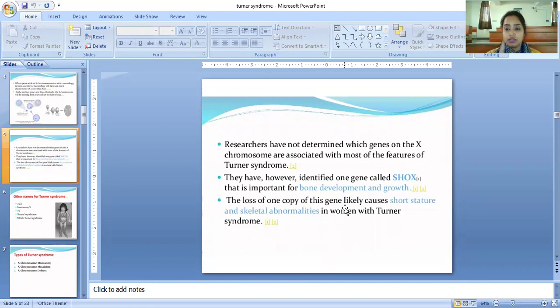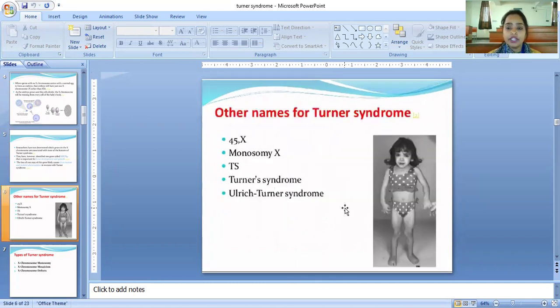And in Down syndrome, there is trisomy of chromosome number 21, so one extra copy is present, and here there is loss of one copy of a sex chromosome. In this figure, pictures of babies with Turner syndrome are shown. So here is 45,X, monosomy of the X chromosome. That is called Turner syndrome, or Ullrich-Turner syndrome.